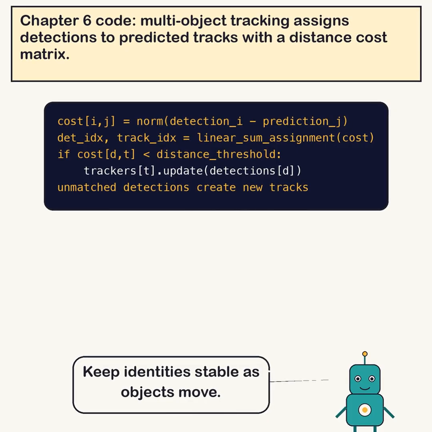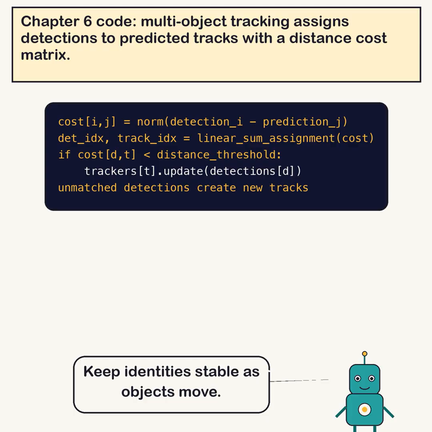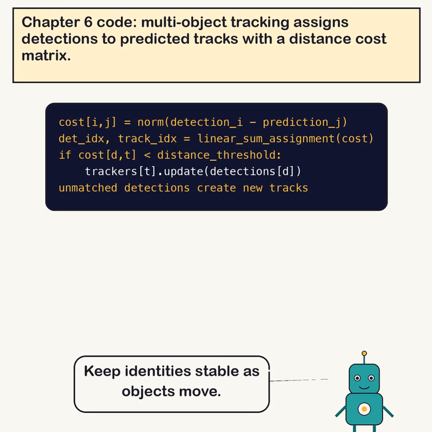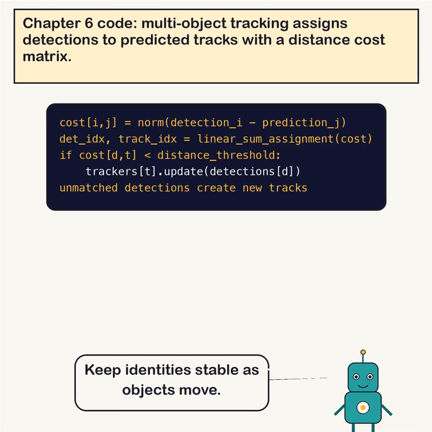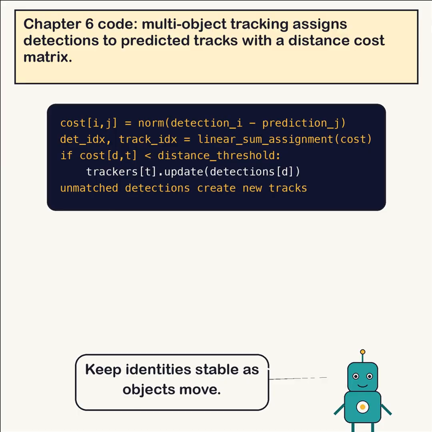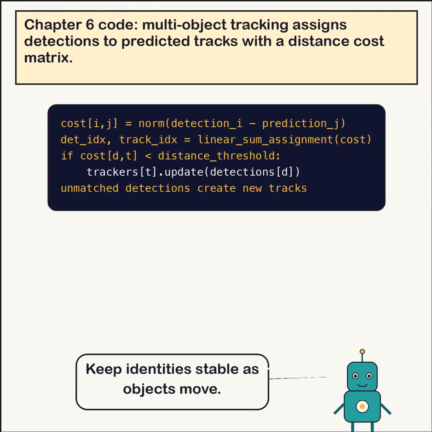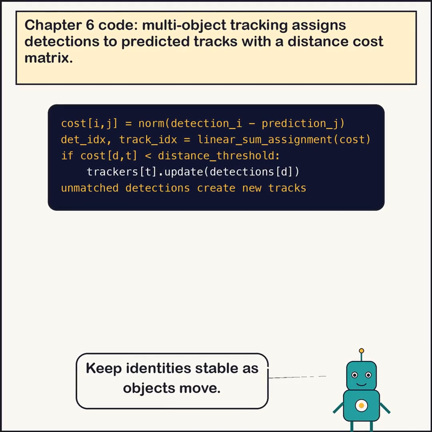Every detection wants a track. Every track wants a detection. And the cost matrix prices each possible pairing. The threshold prevents absurd matches. This is why trackers keep identity through a sports play, a warehouse robot shift, or a surveillance video.